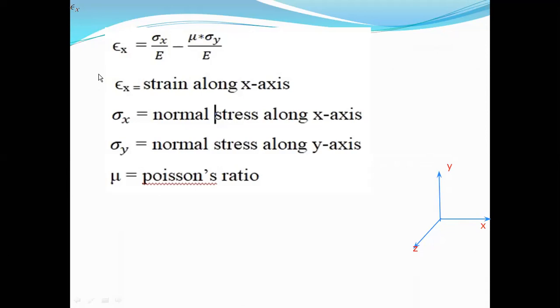But we want to find out the effective strain along x-axis. So it is the strain along x-axis and the strain which is acting in the other direction, that is going to be a lateral strain. In order to convert the strain along y-axis toward the lateral direction, we'll be using the Poisson's ratio. So what exactly is the Poisson's ratio in the previous slide?